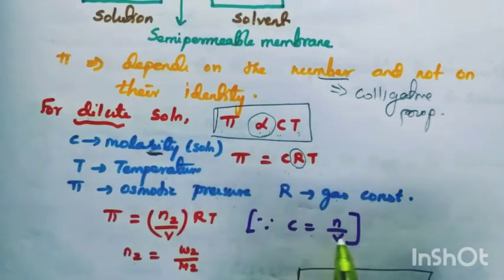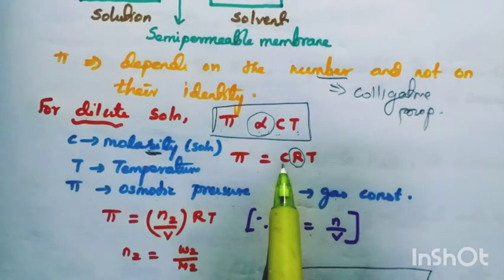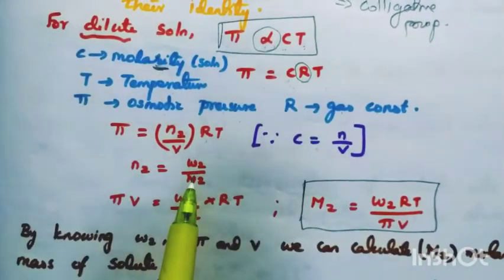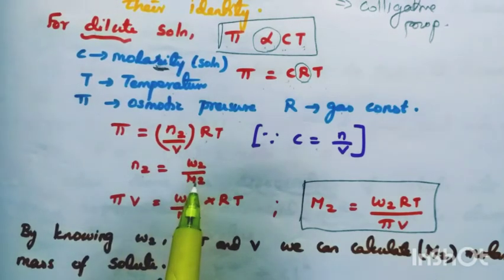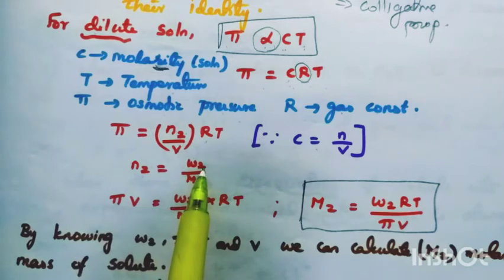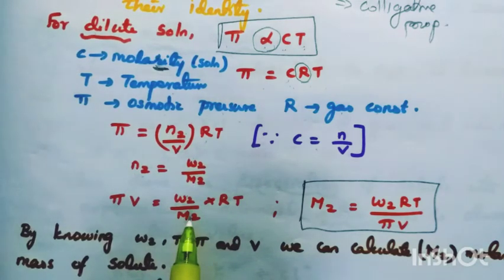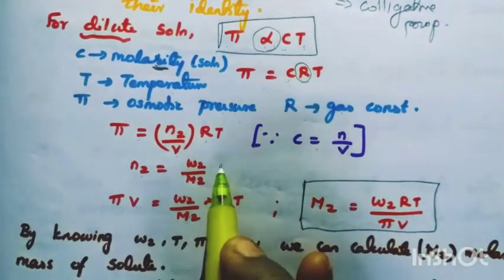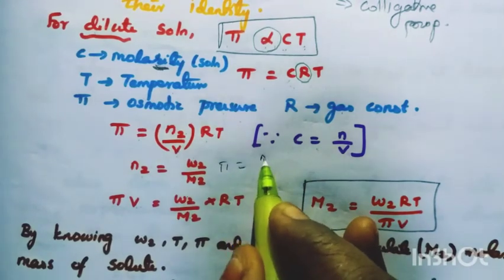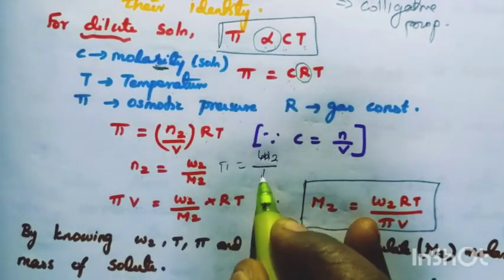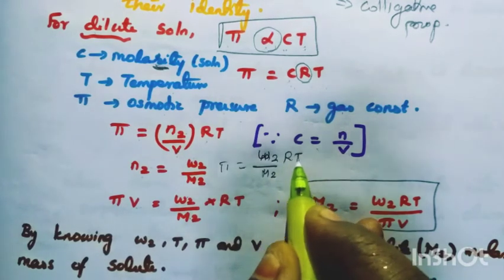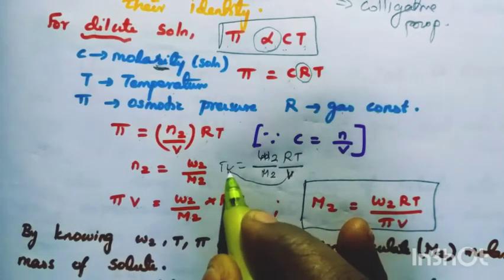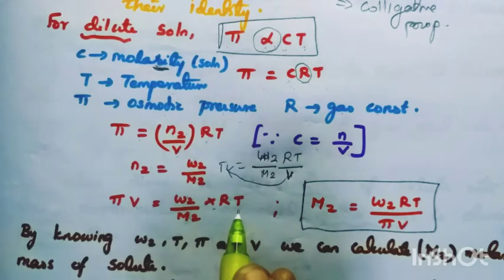We know C is equal to n by V. The concentration we are writing is for the solute, so n2 by V into RT. We know n is equal to W by M, so n2 is equal to W2 by M2. Instead of n2, write W2 by M2, by V, into RT. So V comes to this side: pi into V equals W2 by M2 into RT.